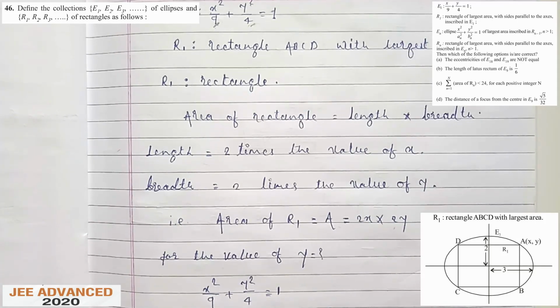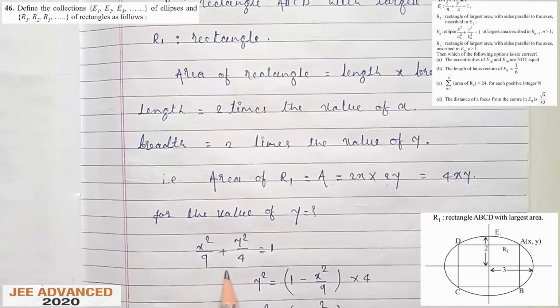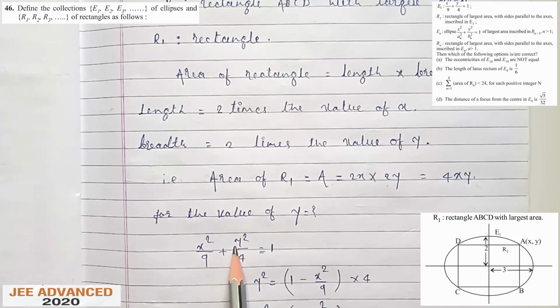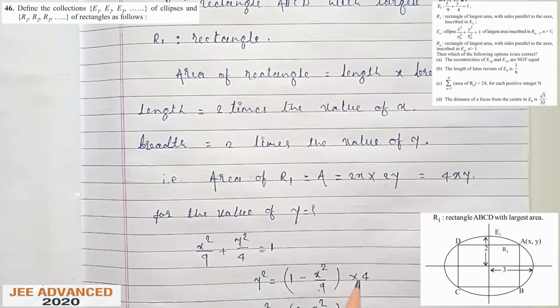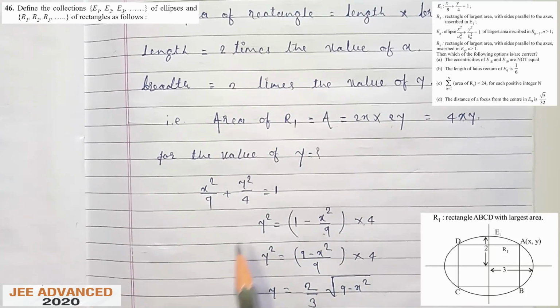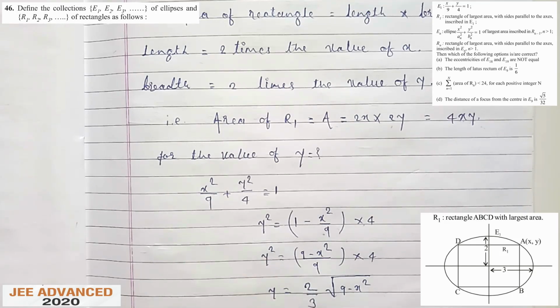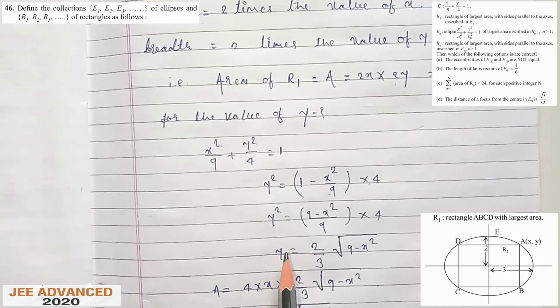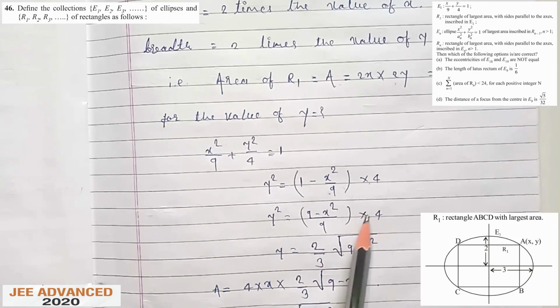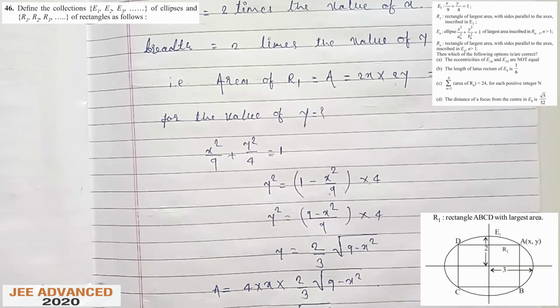Now for the value of y, we have to use the equation of the ellipse, which is given first here: x square upon 9 plus y square upon 4 is equal to 1. Take all the terms to the other side and you will get the value for y. So y square is equal to 1 minus x square by 9, multiplied by 4. Solve it further, just a calculation part: 9 minus x square upon 9, into 4. Take the square root on both sides. After taking the square root, we get y equal to the square root of 4 by 9, that means 2 by 3, and square root of 9 minus x square. So I got the value for y over here.